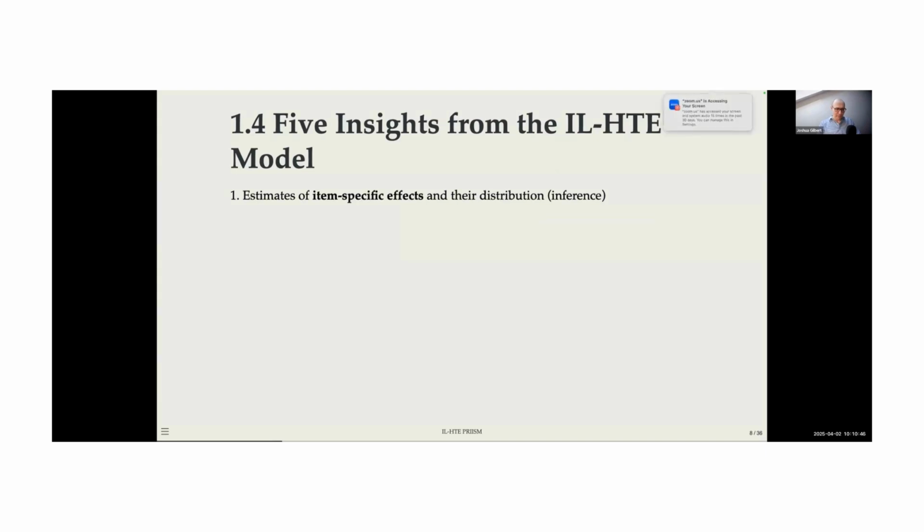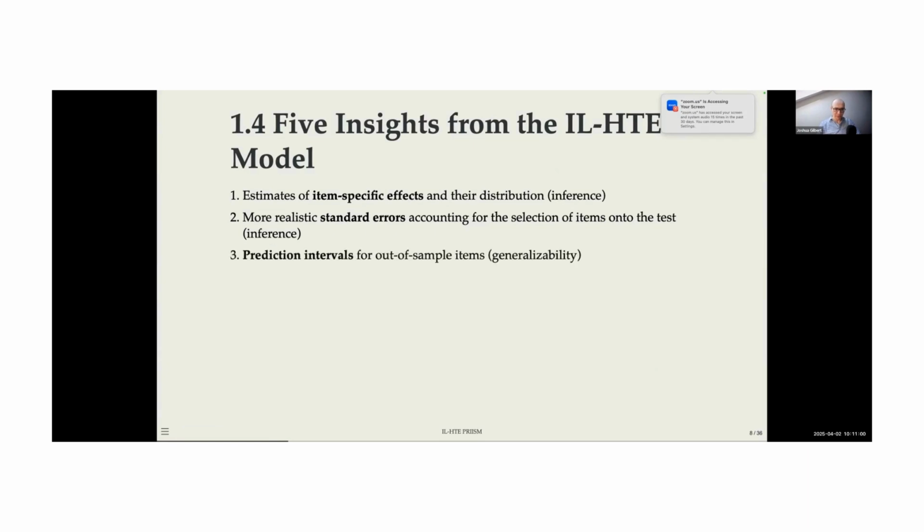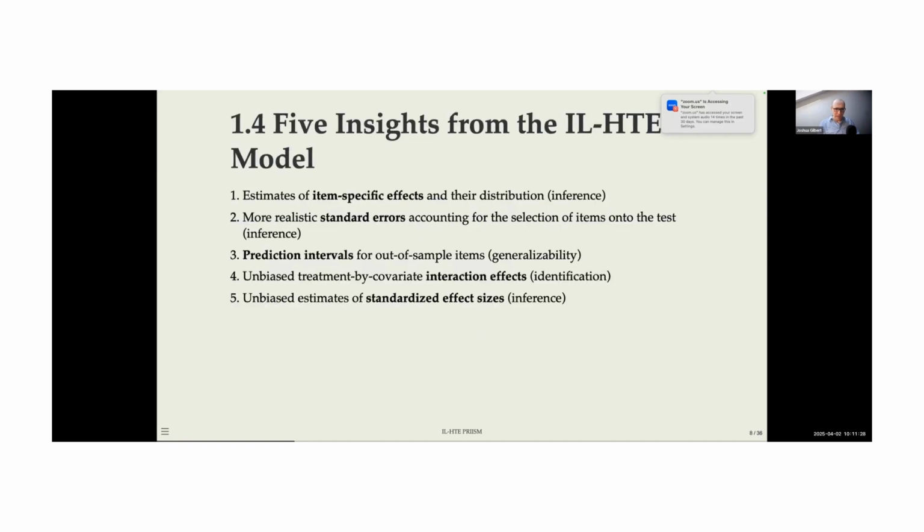So the first thing we can get from this modeling approach is the estimates of the item-specific effects and their distribution. Number 2, we get what I will argue to be more realistic standard errors for our treatment effects that account for the selection of items onto a test. 3, we can calculate prediction intervals that help us understand how generalizable our treatment impacts might be to items that were not tested on a given test. Number 4, turns out that when we have item-specific treatment heterogeneity, this can create some weird biases in treatment by covariate interaction effects, but we can correct for this by using the model I'll present today. And then last, but certainly not least, is that we can get unbiased estimates of standardized effect sizes, which are really important in policy and in meta-analysis.